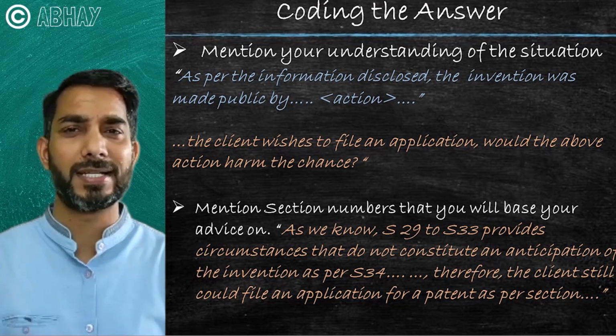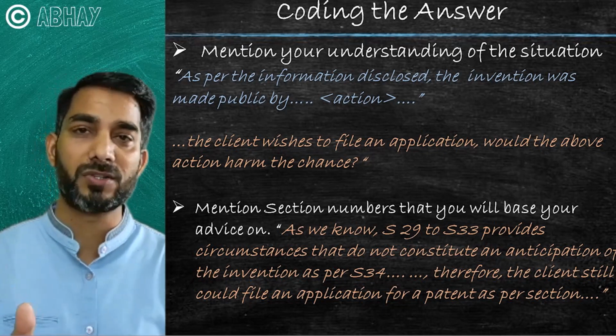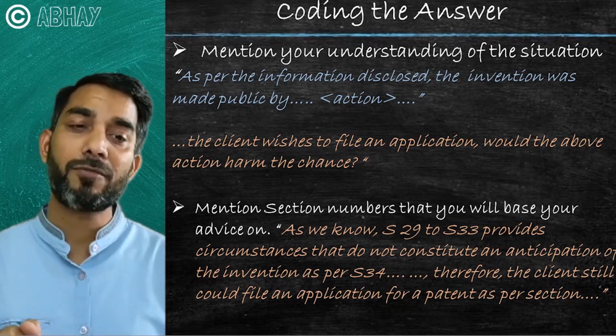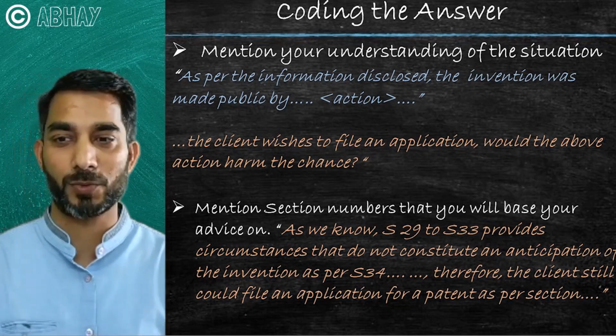Section 34 clearly says that if the actions were one of those mentioned in sections 29 to 33, then it will not be considered as anticipatory. Therefore, the client still could file an application for a patent as per the section that you have disclosed.